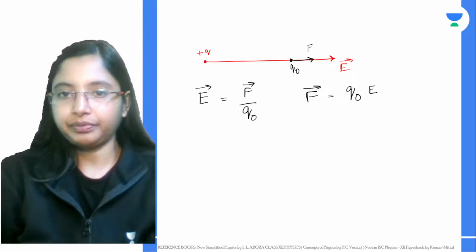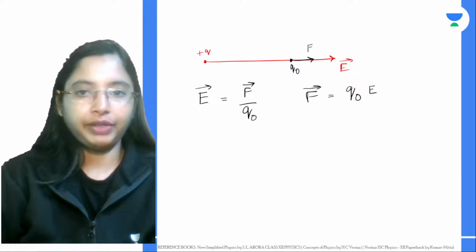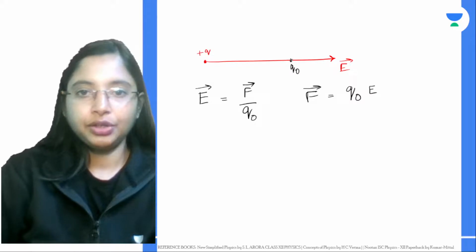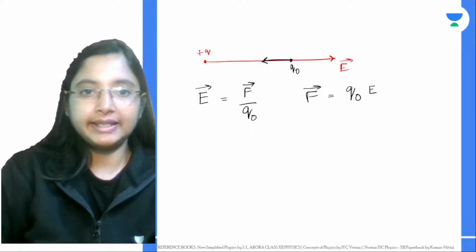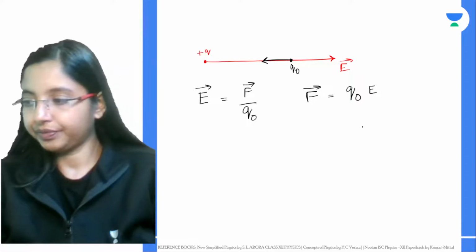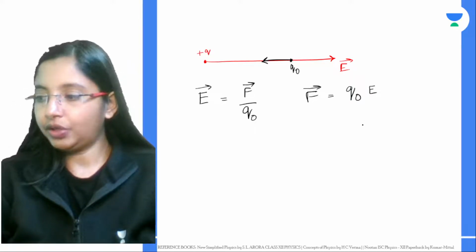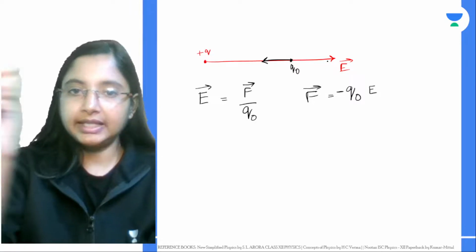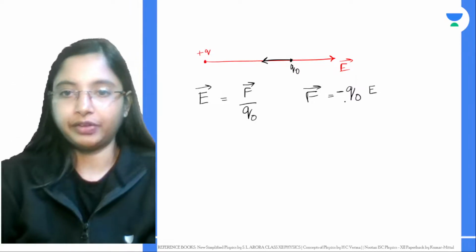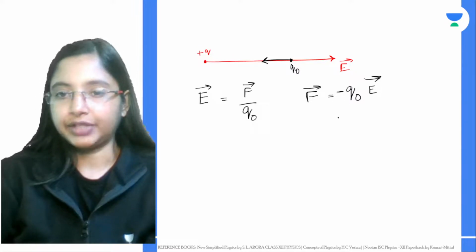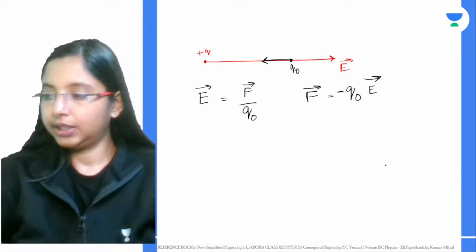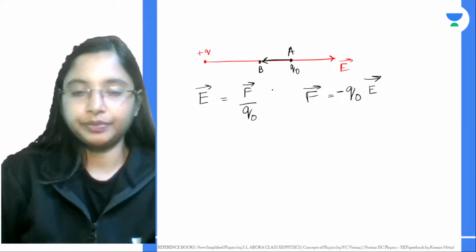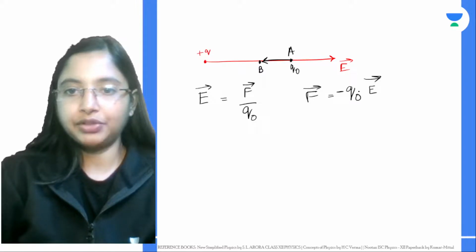Q0 into E. But when we are talking in terms of electric potential, we are talking about moving this charge from one point to another against the electrostatic force of this charge. So the force is in this direction, but because you're trying to move against that force, the displacement is in a different direction. So there is a negative sign. Now if you want to bring the charge from point A to point B against the electrostatic force, in terms of force it will be F is equal to minus Q0 into E.